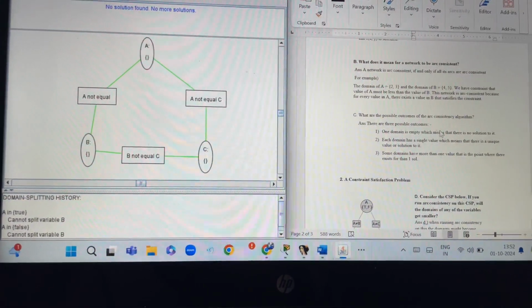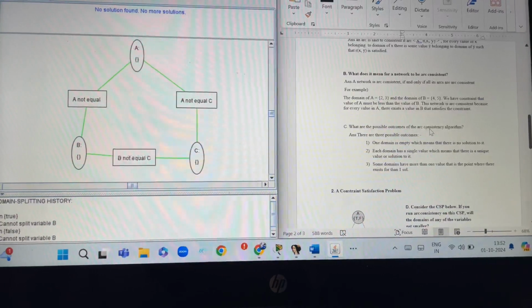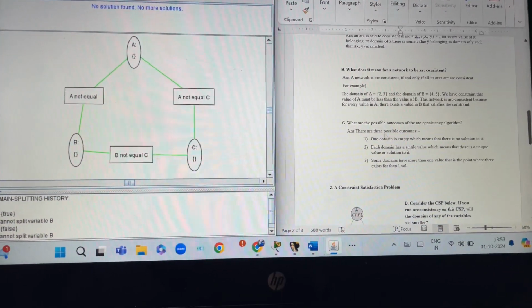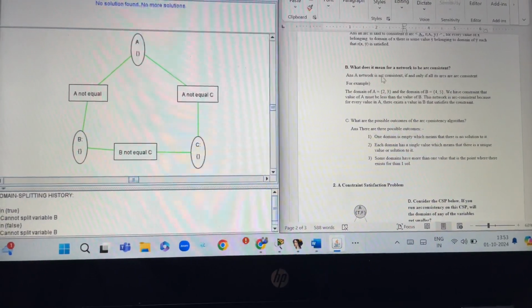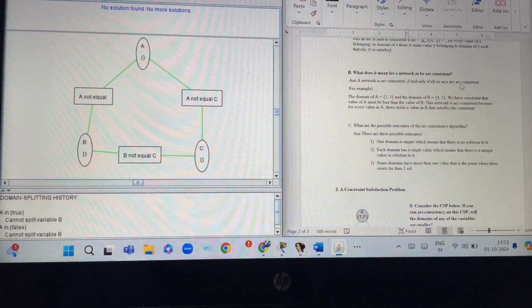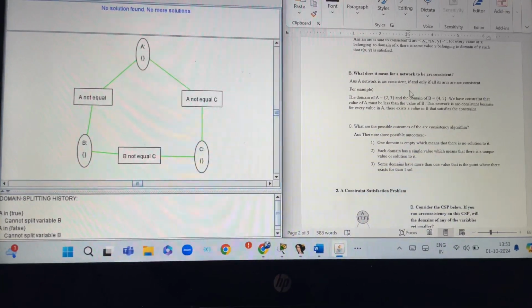So it comes to the next question: what does it mean for a network to be arc consistent? Here I'll also explain an example. A network is arc consistent if and only if all of its arcs are arc consistent.